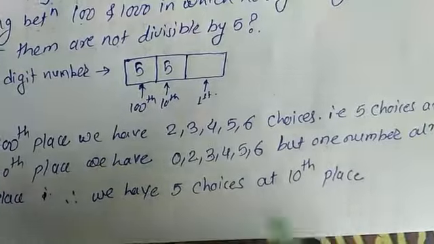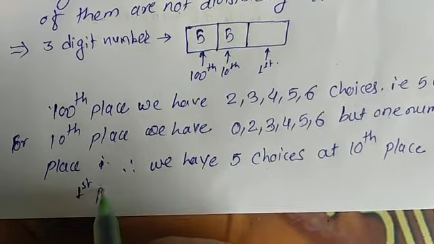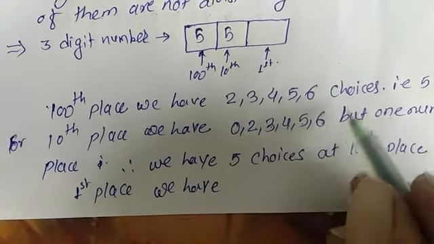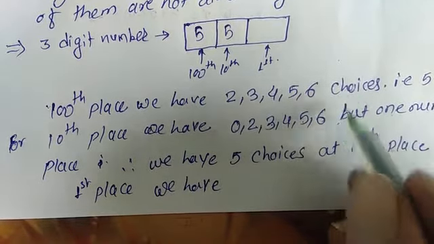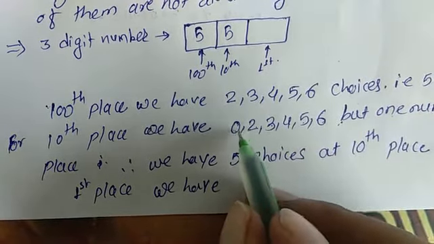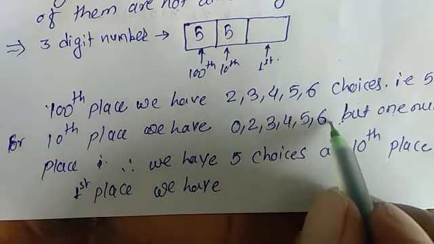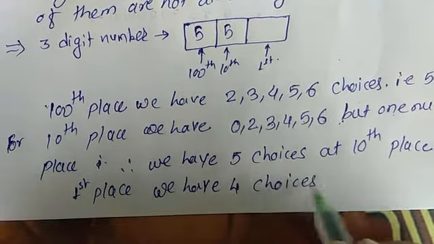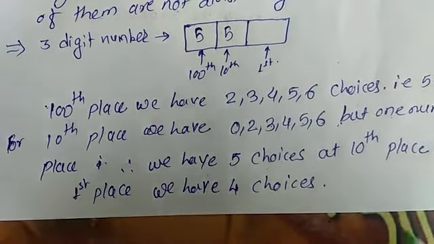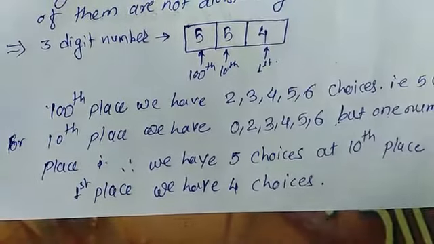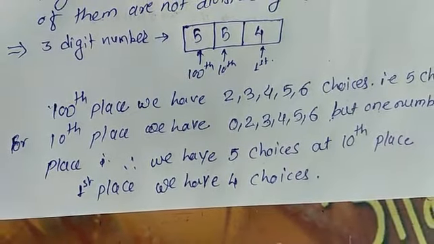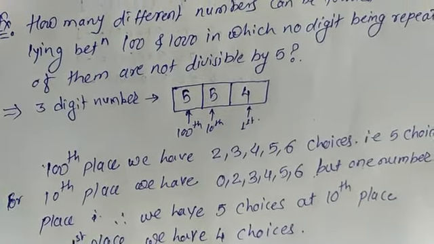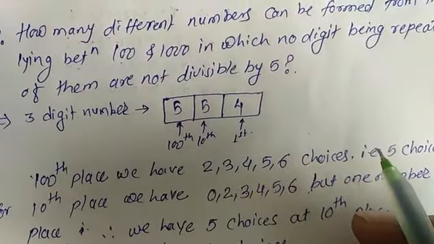and for the unit place, or the first place, we have used 2 numbers at the 100 place and the 10th place, one number each, so it will remain. So the total numbers given are 6. From 6 we have to subtract 2, so we have 4 choices at the unit place. So the total number of possibilities, with no number repeated, is equal to 5 into 5 into 4.